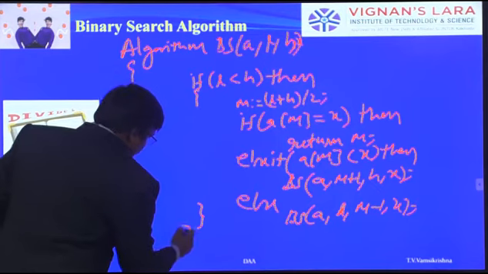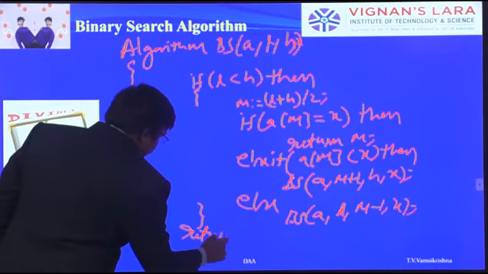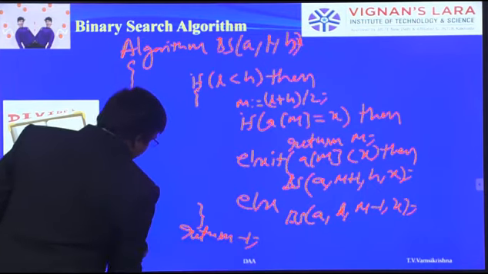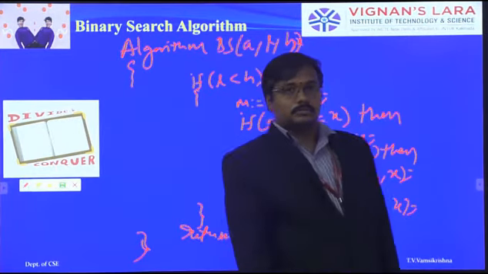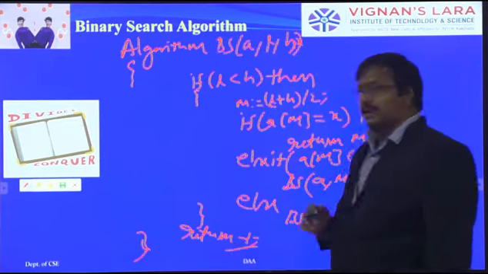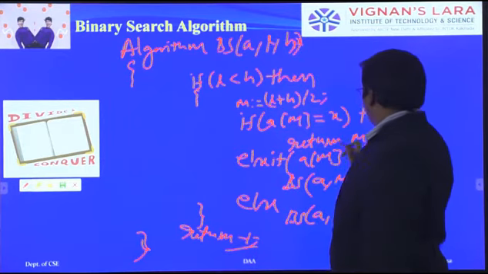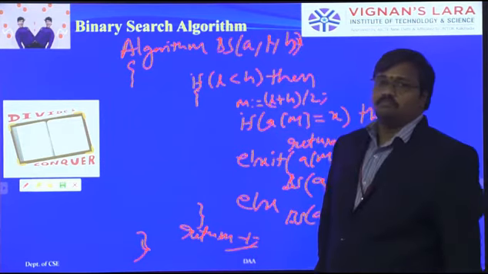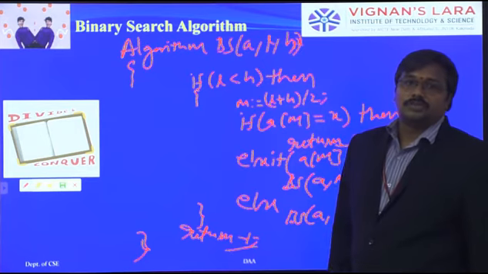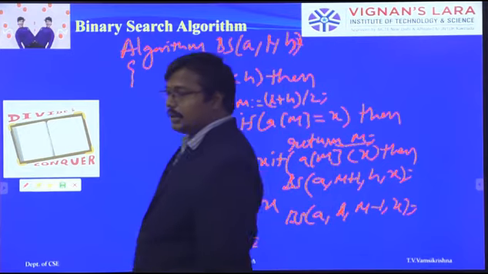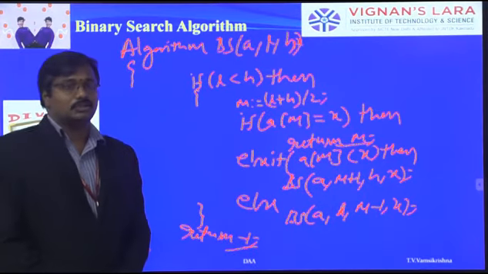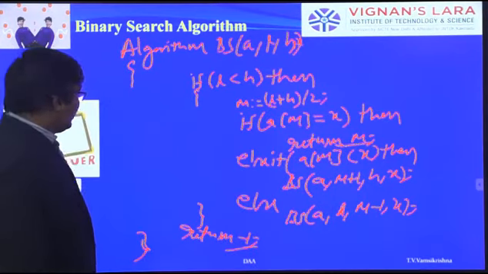Suppose both the cases are wrong, so at last we return minus 1. When we return minus 1, it means the element is not found. If the element is found, it returns some M, which is a positive number. So this is the way you can write an algorithm for the binary search technique.